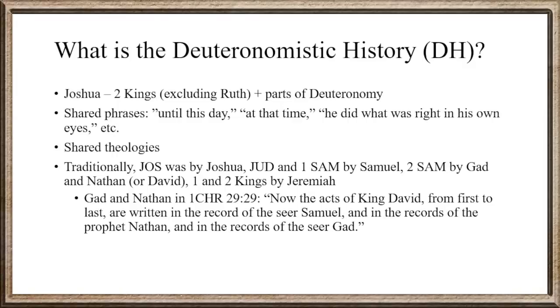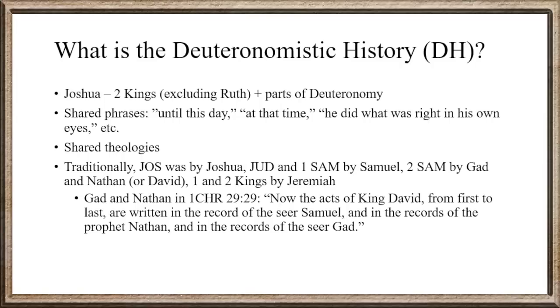Generally speaking, it's the work spanning from Joshua through Second Kings, excluding Ruth. However, parts of Deuteronomy are also included in this. We can link these texts as one narrative based on a few factors, including similar words and phrases like until this day and at that time. There are a few other ones as well, combined with its similar ideologies concerning the nature of kingship, God's vengeance, and a whole bunch more.